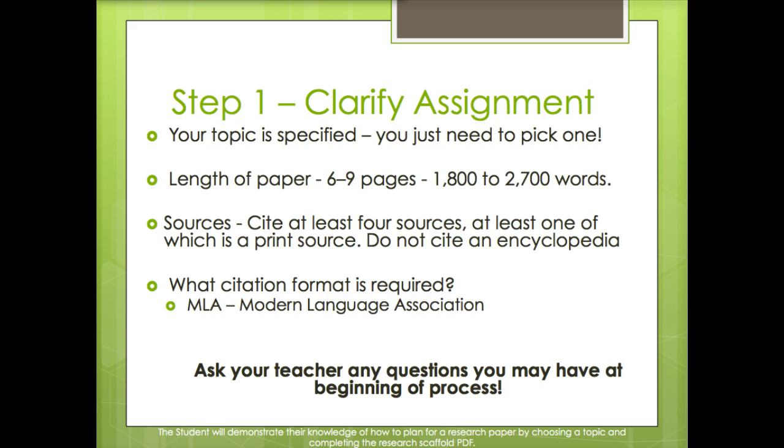Then you need to make sure you have at least 4 sources. That means 4 different places or people that you have evidence from. And at least one of those needs to be a print source. In other words, a book, a newspaper, a magazine. Now remember, it is okay to find those online, but their original publication needs to be in print form.